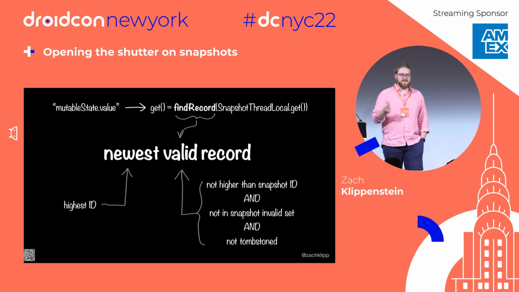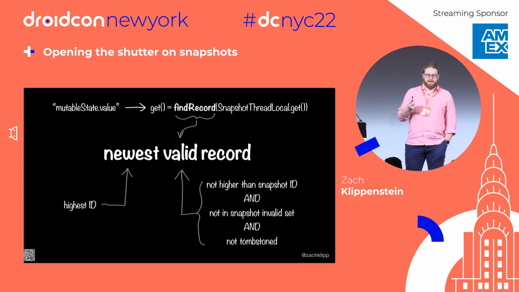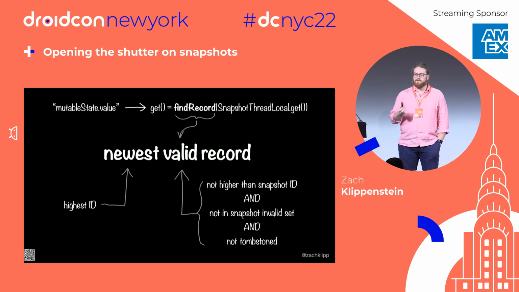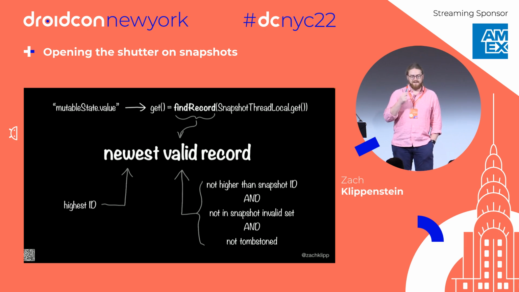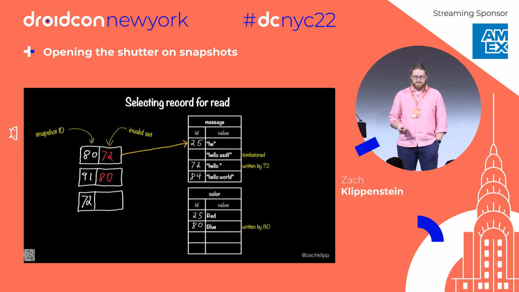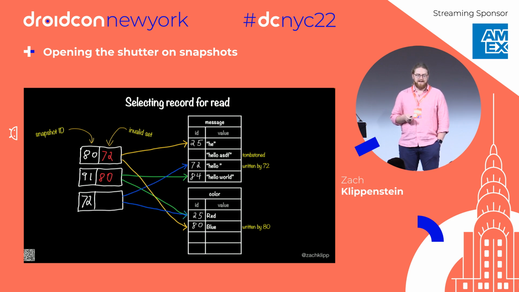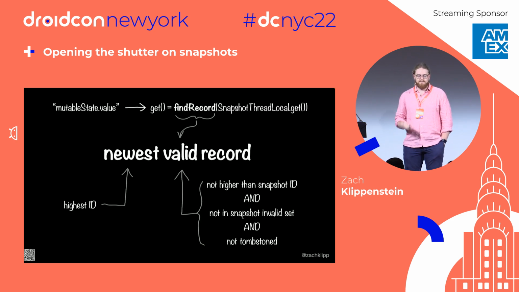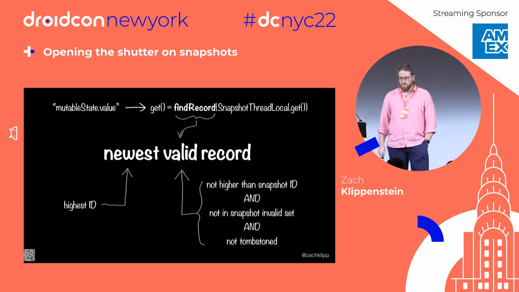So the way that this actually works, it's a pretty simple rule. When a state object looks for the record for a given snapshot, it's just going to look for the newest valid record, the highest ID, like I said, that's less than or equal to the snapshot's ID, and it's not in the invalid set or the record's marked invalid. And in this example here, the hello ASDF has no ID, and so that one is kind of like tombstoned. So that's the rule that we use to find records.